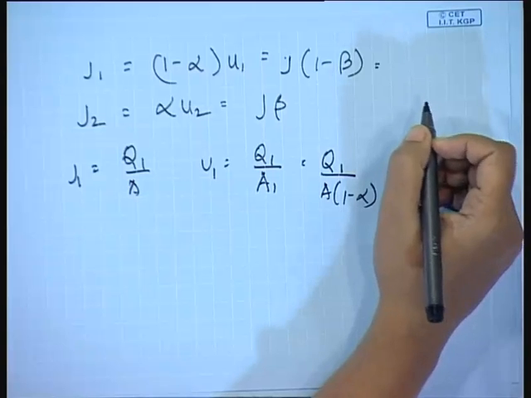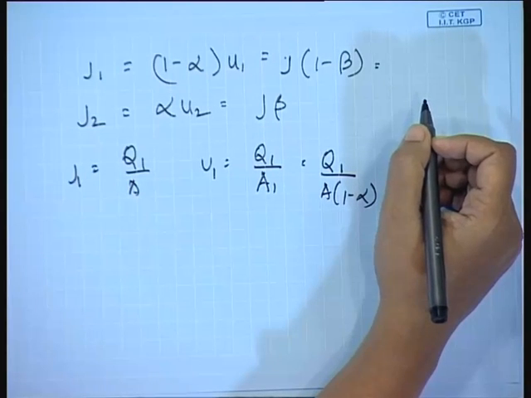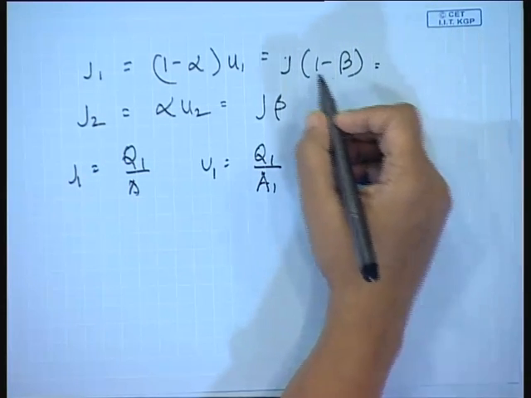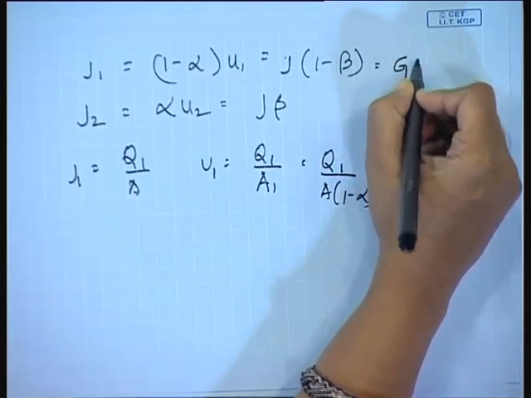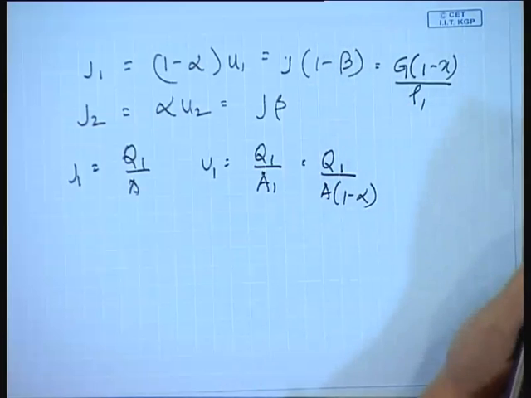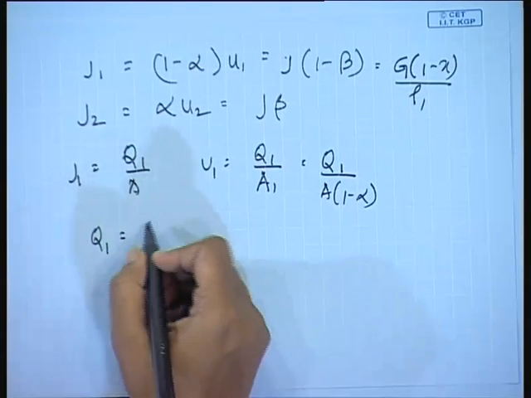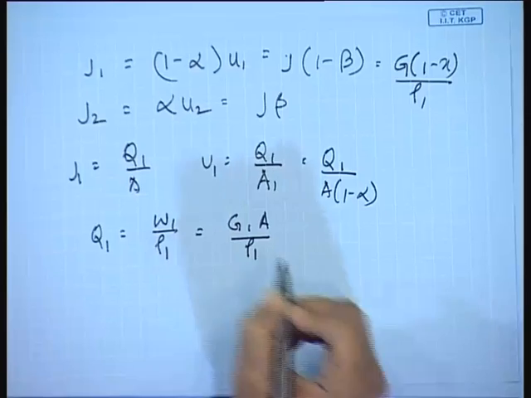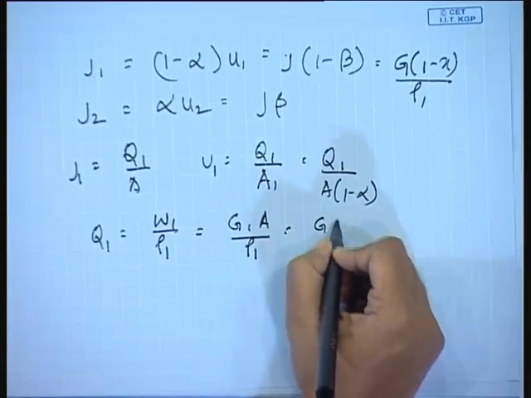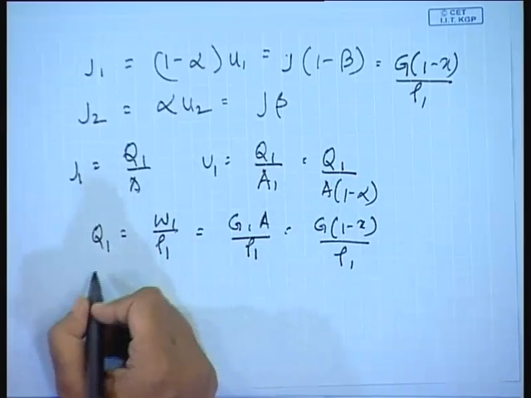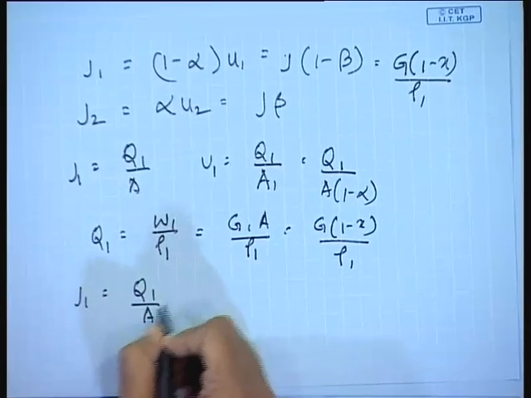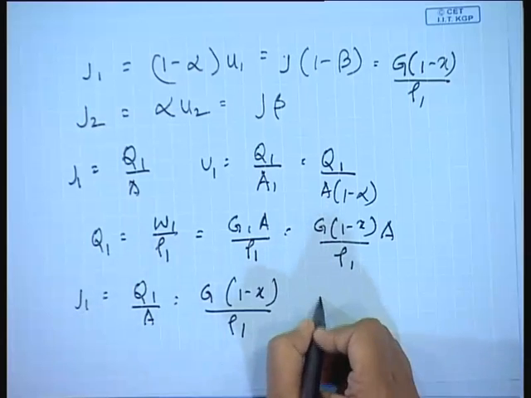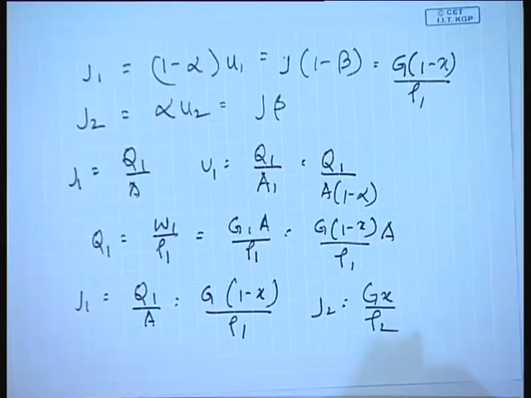Or in other words, suppose I would like to relate the mass flux and the volume flux. How are these two related, the mass flux and the volume flux? We know this is nothing but equal to G into 1 minus x by rho 1, yes or no? Because we know Q1 is nothing but W1 by rho 1, which is nothing but G1 A by rho 1, or in other words this is G into 1 minus x by rho 1, and therefore J1, which is Q1 by A, is going to be G into 1 minus x by rho 1. Similarly, J2 equals G x by rho 2.